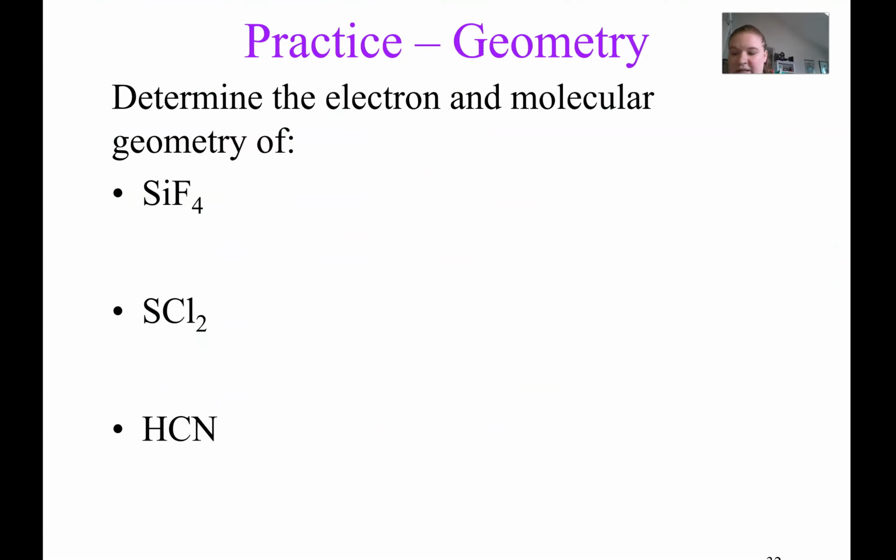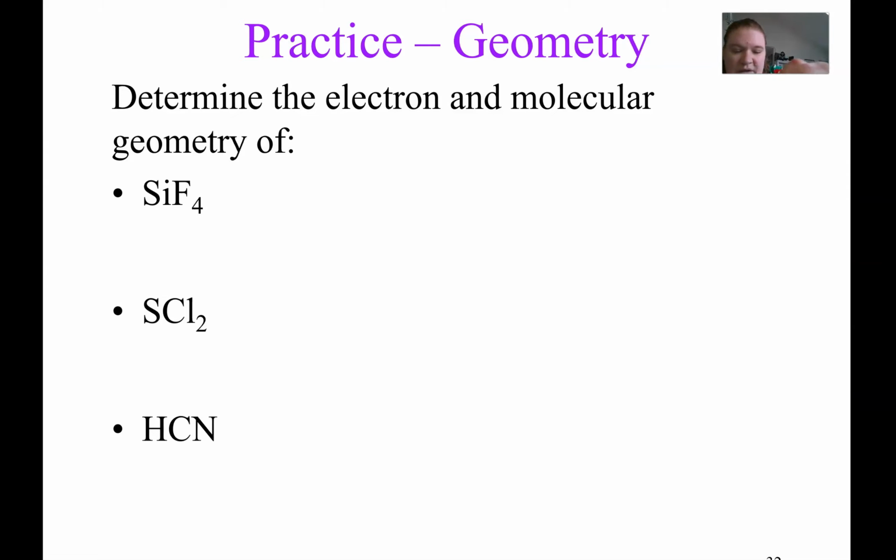Determine the electron and molecular geometry of, so we're going to start with SiF4. So we do have to draw our Lewis structures. So I'm going to draw these Lewis structures a little bit faster than what we did on the last slide because we want to focus on geometry here. We're going to start with Si in the middle and then our four fluorines around it. And Si is going to give us four electrons and my fluorines, seven each times four is 28. So 32 altogether.